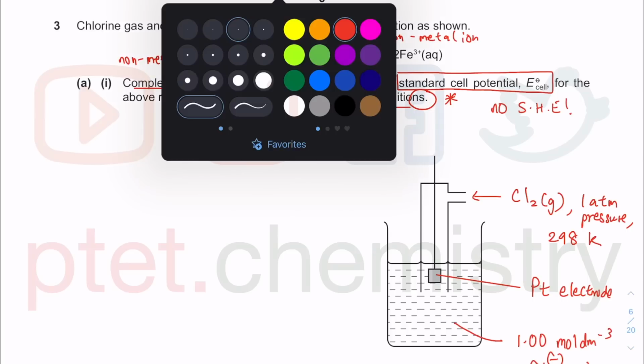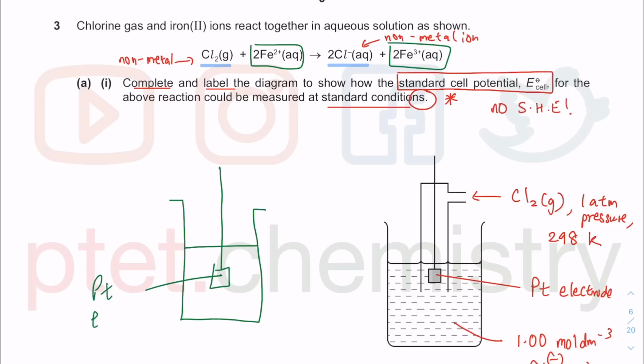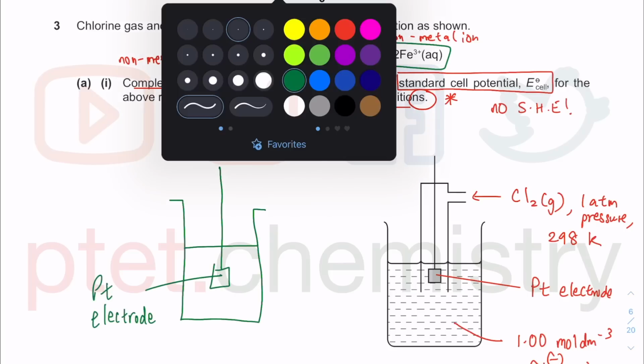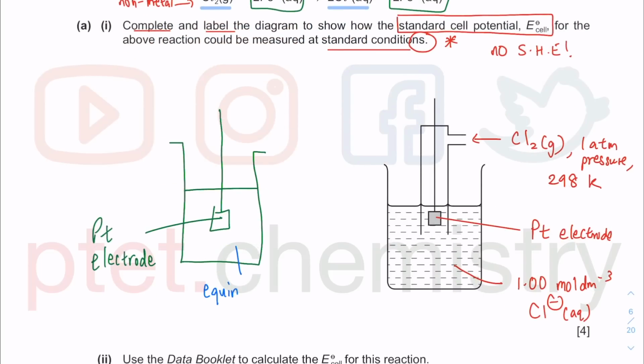Okay. Now I've got to draw the other side. This is going to be the metal. Actually, this is metal ion. This is metal ion and metal ion. So I don't have the metal as the electrode. Instead, I would have platinum electrode as well. I need an inert electrode because this electrolyte here is going to be equimolar. So equimolar, Fe2 plus aqueous.